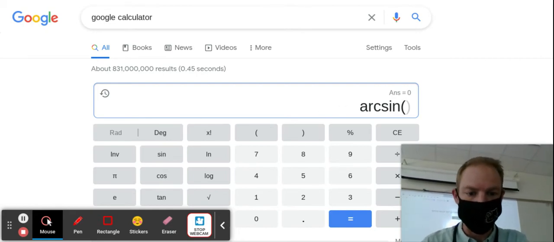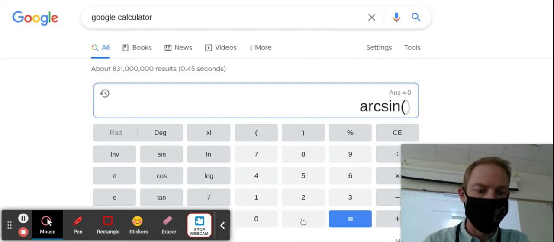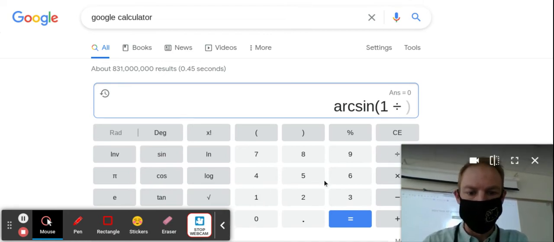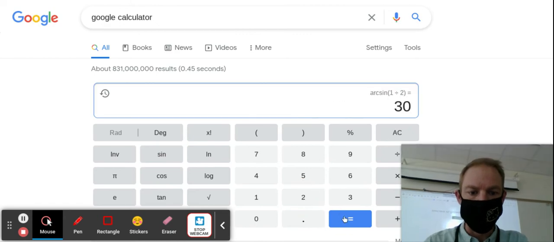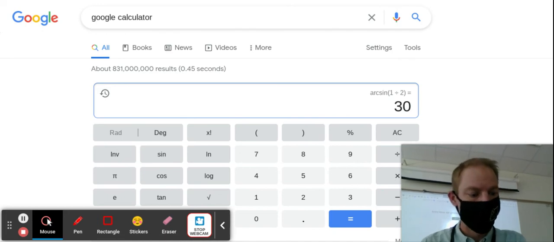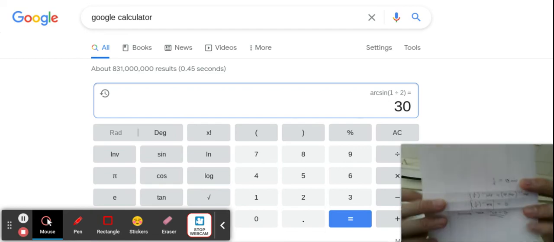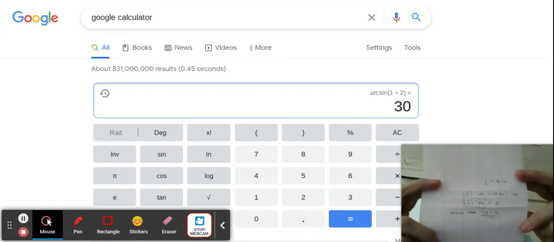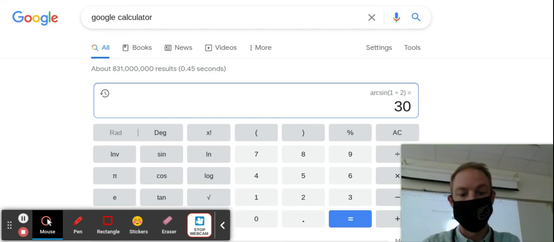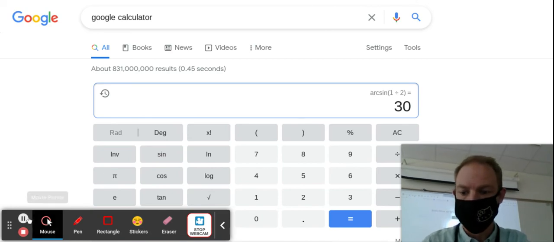That's the one I didn't tell you. So arc sine, and now you enter the numerical value, the ratio of your opposite and hypotenuse. So that was 1 divided by 2. When you press enter, it will then give you the value of that reference angle. So we now know that theta in this equation, that reference angle, is 30 degrees. So that is how you do it with the Google Calculator.